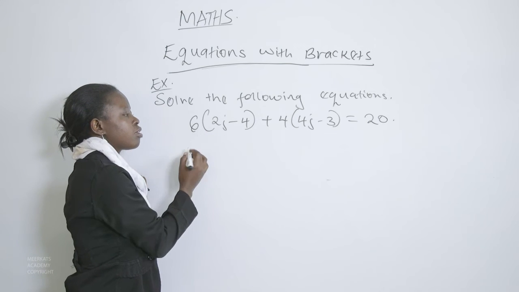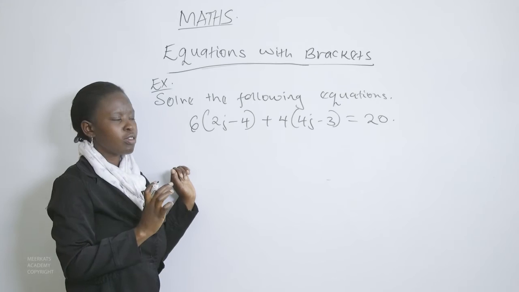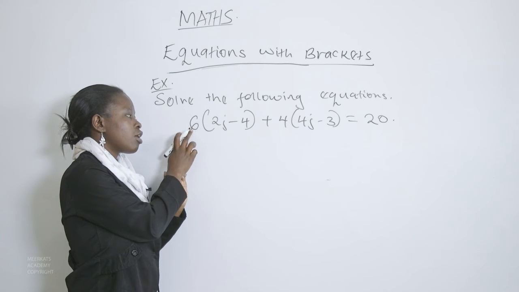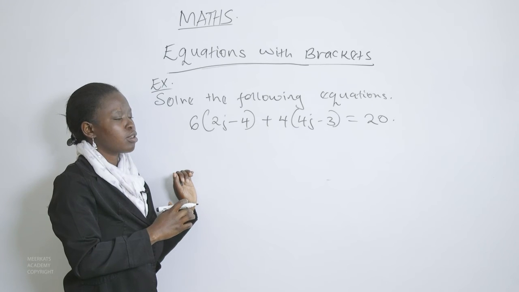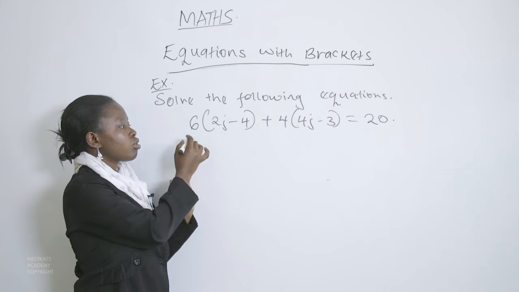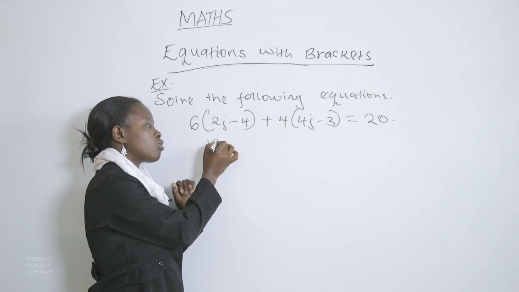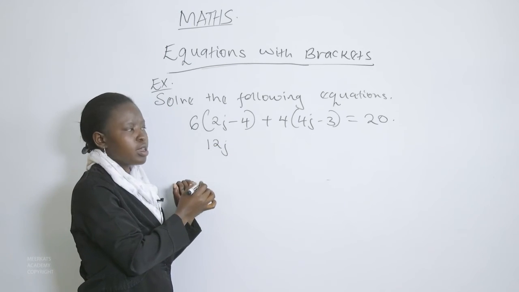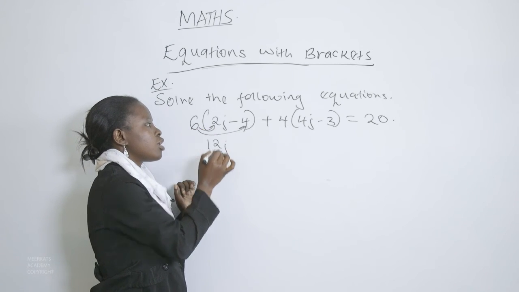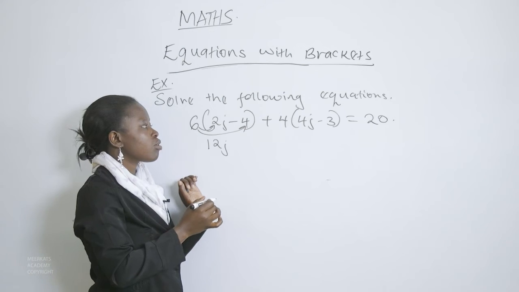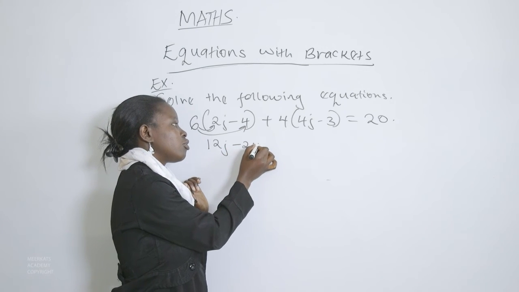So in this case, we have 6 into 2j minus 4. So this means that I multiply the 6 which is outside the bracket with each and every content that is inside that given bracket. So we have 6 times 2j. 6 times 2j should give us 12j. Then next, 6 times 4. So 6 times 2j and 6 times 4. 6 times 4 is 24. So this is minus 24.